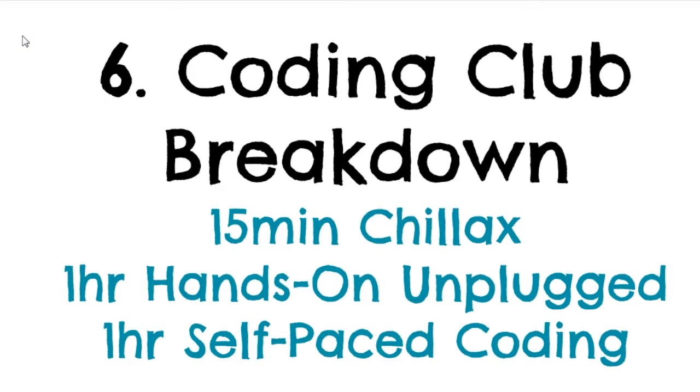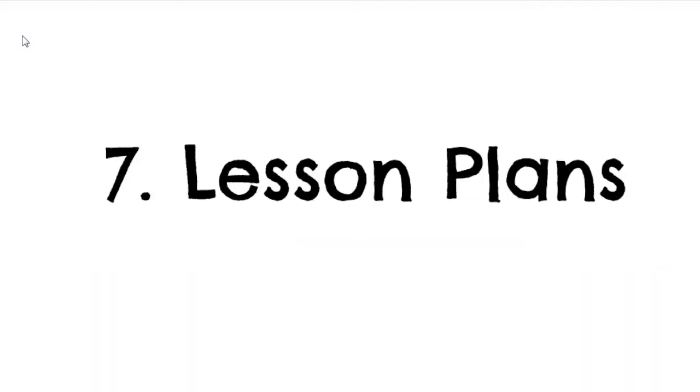Almost done. We talked about the breakdown for club. When you start club, give the kids some time to relax. Spend the first hour of club on a hands-on, unplugged activity, and the second hour of club on self-paced coding. Last but not least, we talked about where you can find the lesson plans to actually do those activities with kids. We're not going out of our way to make new lessons because Code.org already has them all ready for us.